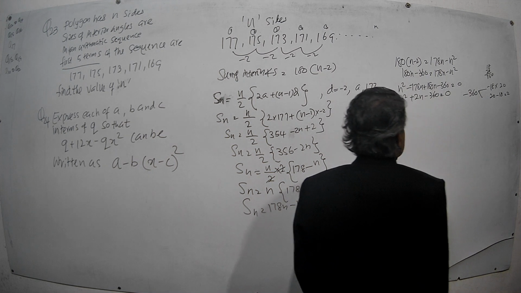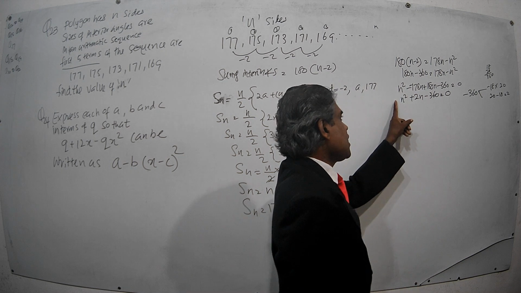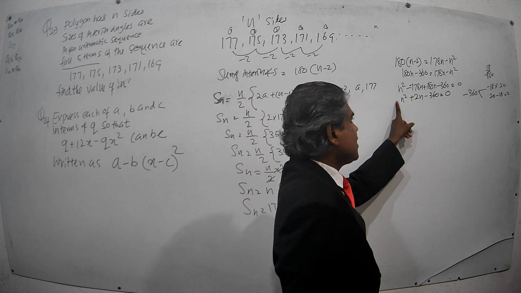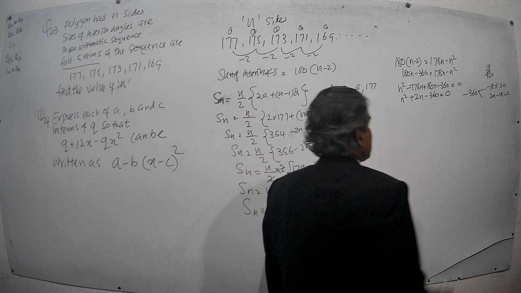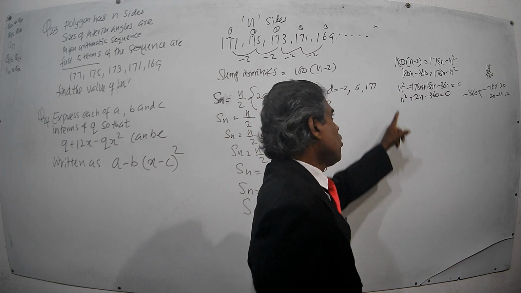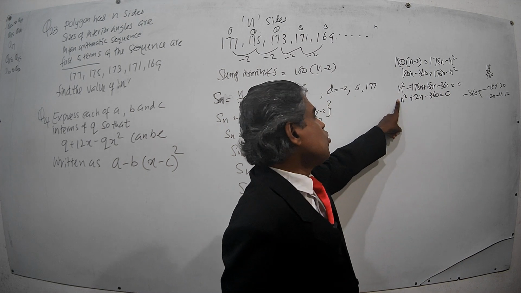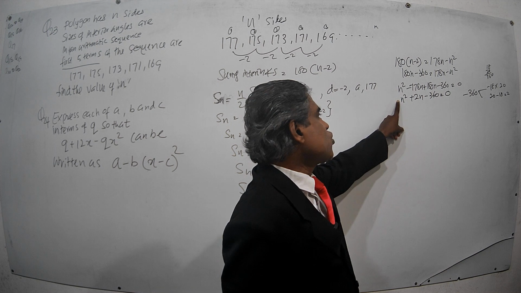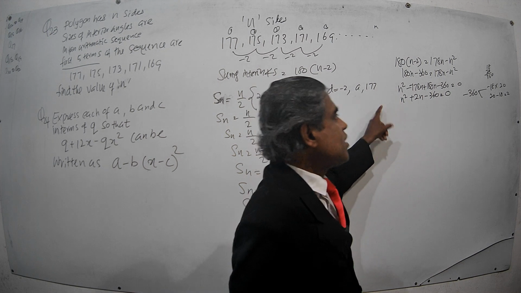Now the coefficient of the n squared term is positive 1. Straight away we can write the factors like this. First see whether there is a coefficient of positive 1 with the square term. Here, with n squared, the coefficient is positive 1. Therefore, straight away we can write the factors.